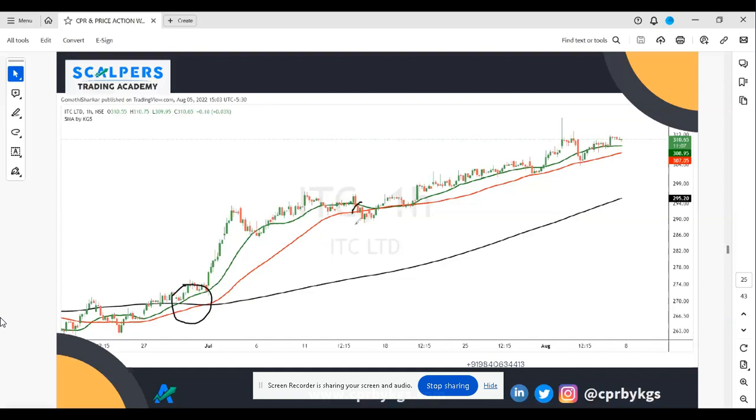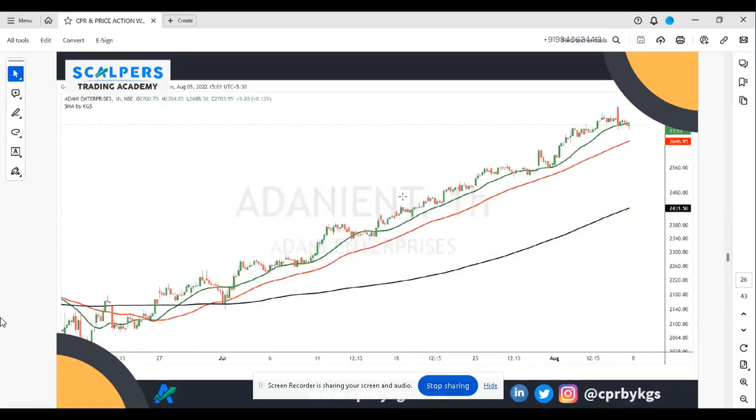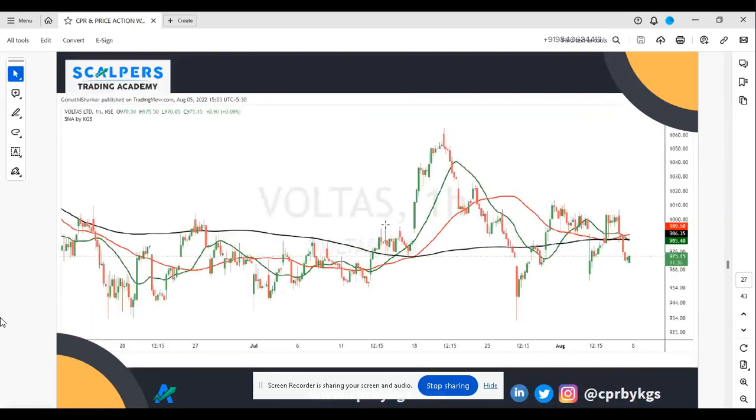Now here 20, 50 is broken. But once again, 20, 50 started to provide support. Here also, 50 is providing support. Entry above 20. 50 is providing support. But your entry is above 50. So this is applicable in all the time frames. Right? Have we seen this? Now, Adani Enterprises, just a trending example.